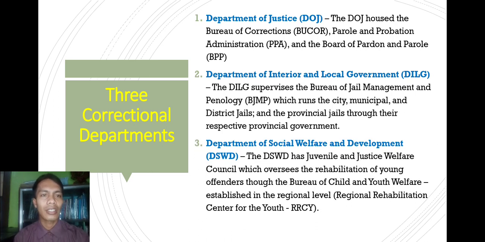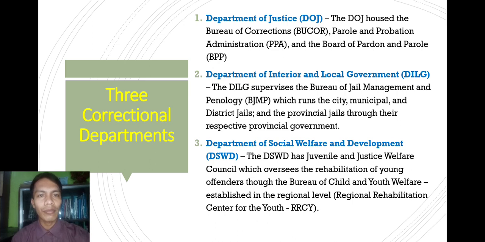Then the next one is the DSWD or the Department of Social Welfare and Development. The DSWD has the Juvenile Justice and Welfare Council, which oversees the rehabilitation of young offenders through the Bureau of Child and Youth Welfare, established at the regional level, the regional rehabilitation center for the youth. So for youthful offenders, the DSWD oversees their rehabilitation. So that is for those young offenders.